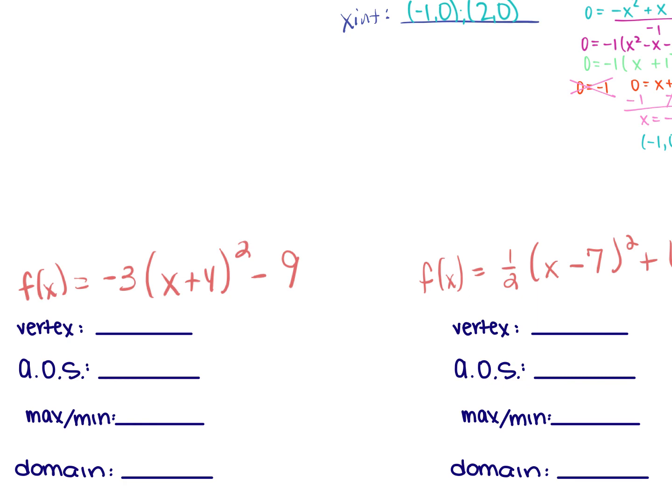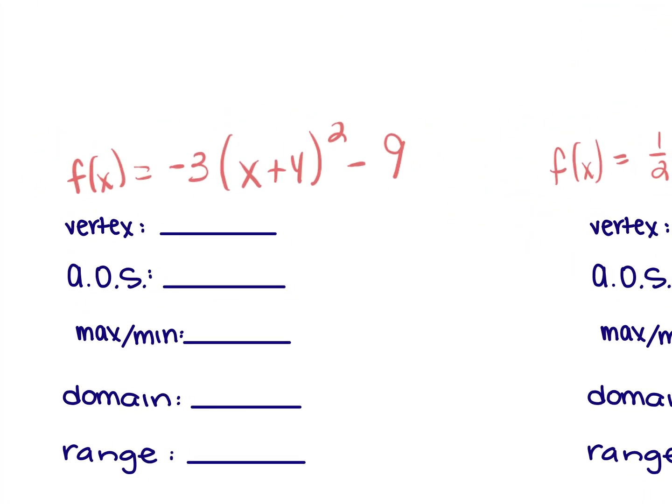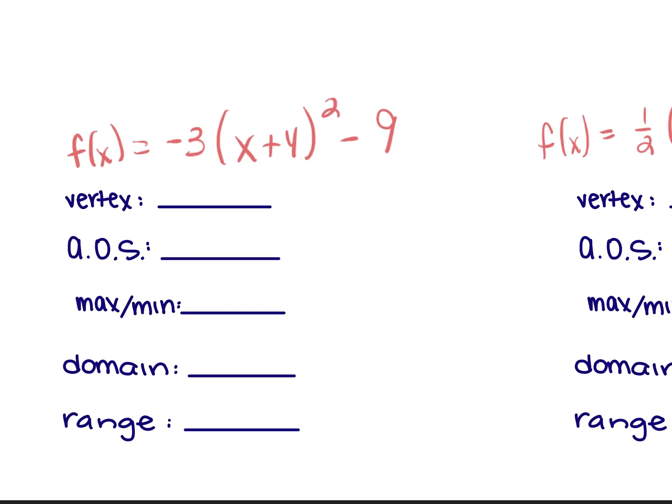So the other two examples that you have, we're going to look at this one first. We have f of x is equal to negative 3 times x plus 4 squared minus 9. We're going to pull out the vertex, the axis of symmetry, your maximum or minimum, so your domain and your range. Look at your formula. In vertex form, it's f of x is equal to a times x minus h squared plus k. So what can you pull out from this formula?